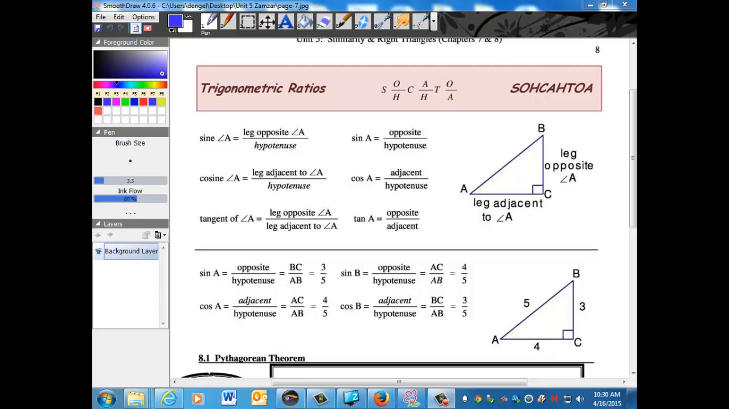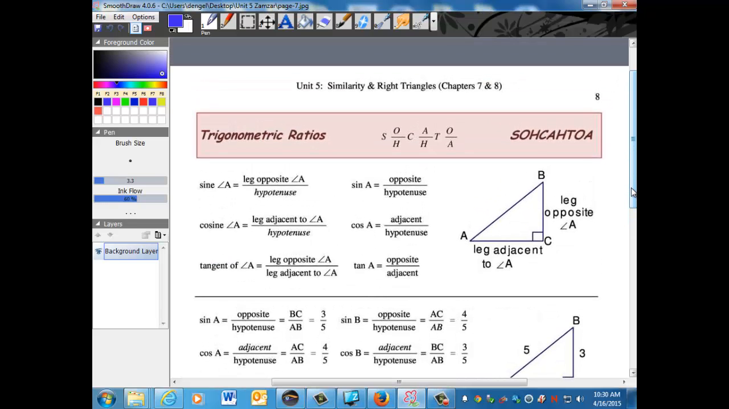Welcome back to geometry. We're at section 8.1, which we are now involving trigonometry and trigonometric ratios. And so the first term that we see here is a term called SOHCAHTOA. Now what I want you to understand about SOHCAHTOA is that this is called an acronym.